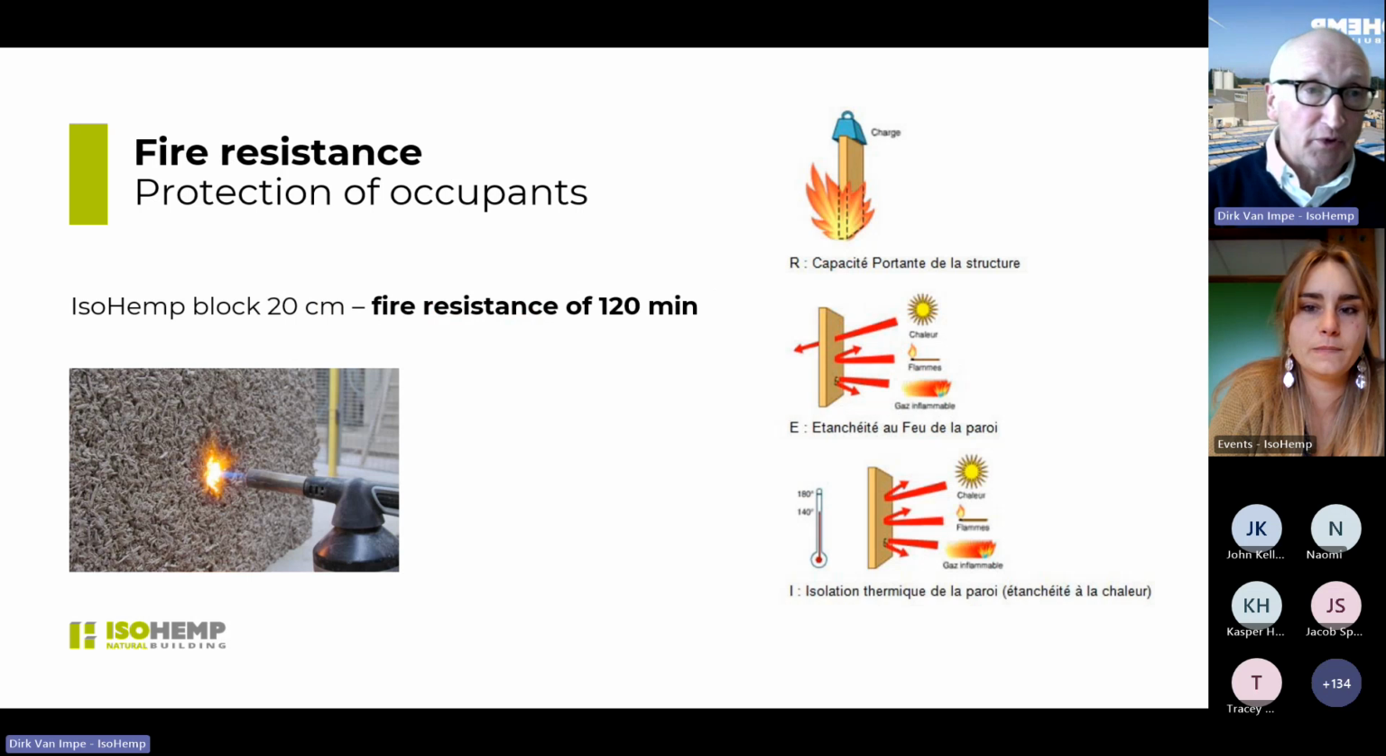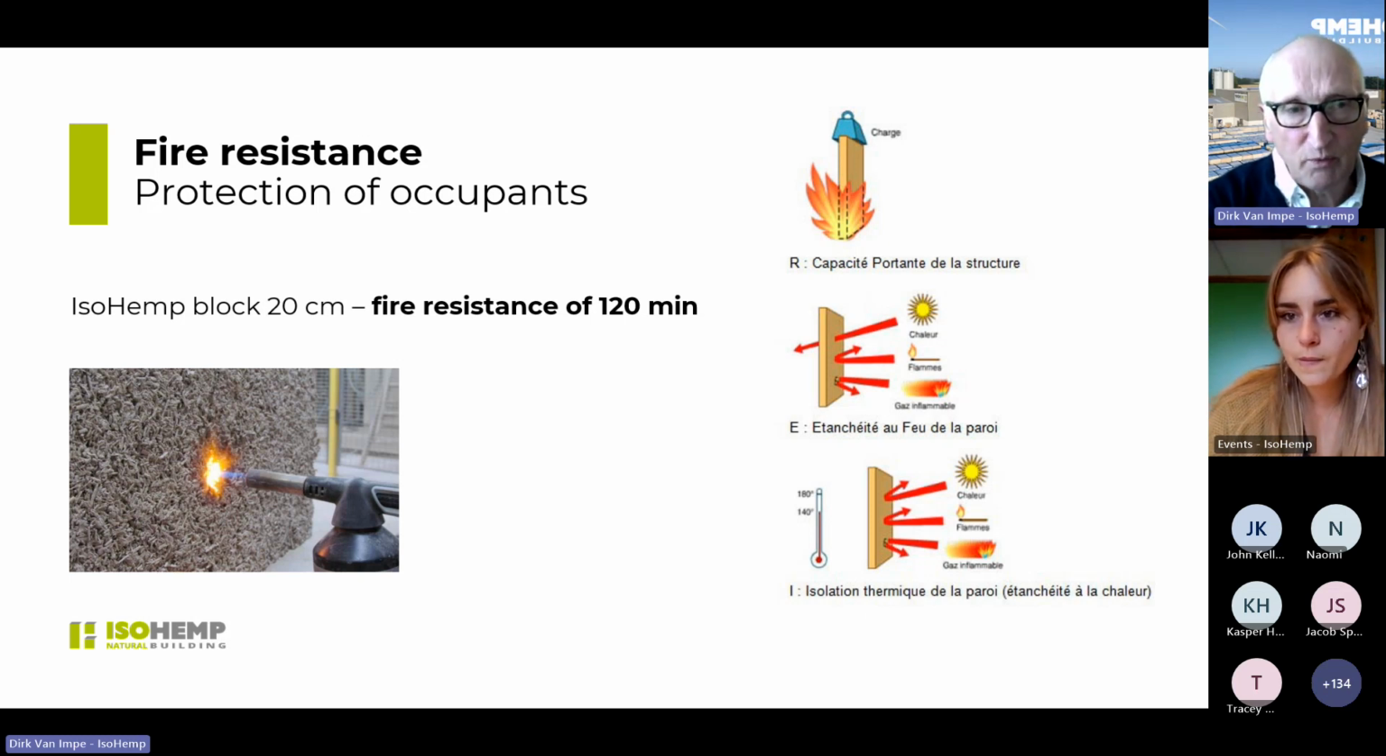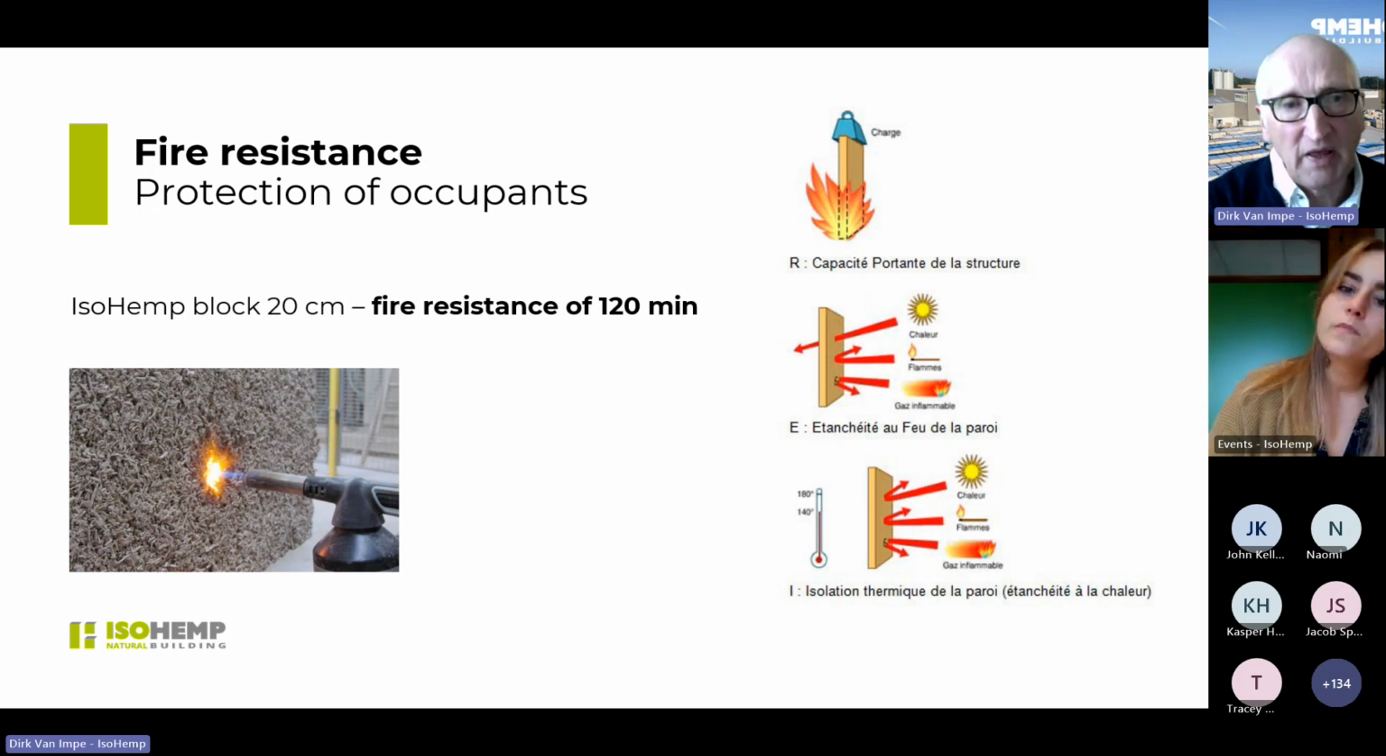Last but not least, fire resistance, as I explained in the beginning. It is due to the lime. The hemp fiber itself burns very quickly, it's like straw, but it's covered all over by a thin lime layer. And this means that when there is a flame on it, it only carbonizes. It doesn't burn. You can't burn it.